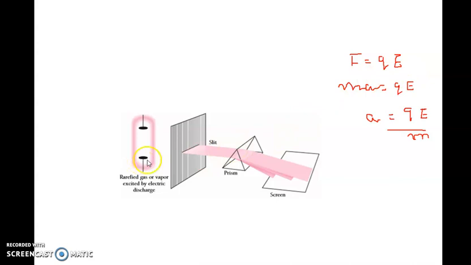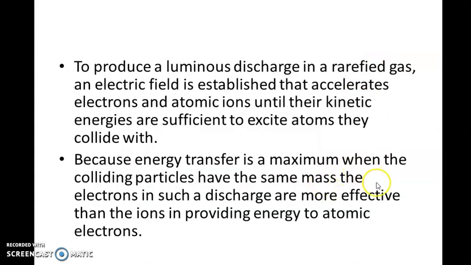So the ions and the electrons in this vessel will have a force acting on them, and we know that ma is equal to qE, and therefore the acceleration is qE by m. So the charged particles will be accelerated. q should be non-zero, only the charged particles, not the neutral particles. The acceleration is maximum for particles having minimum mass, so the electrons are accelerated more compared to the ions. When their kinetic energies are sufficient to excite the neighboring atoms, they collide with the atoms, which will go to the excited state.